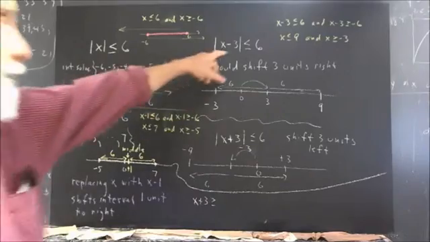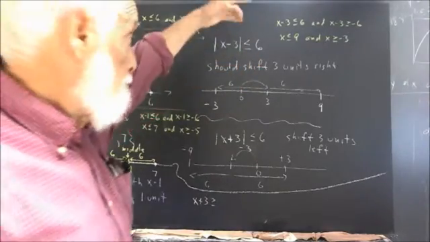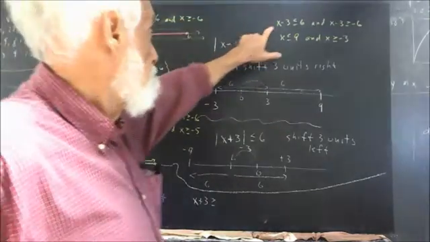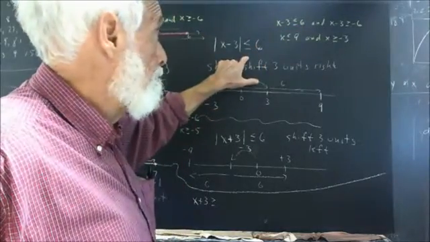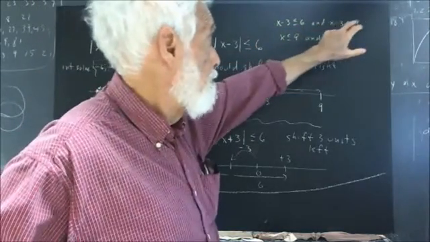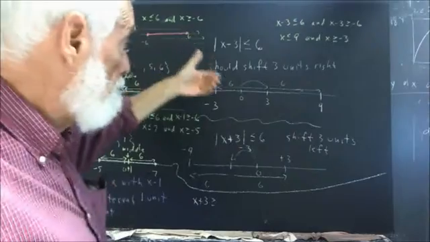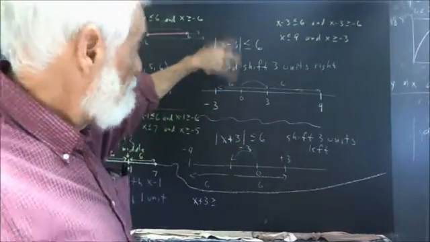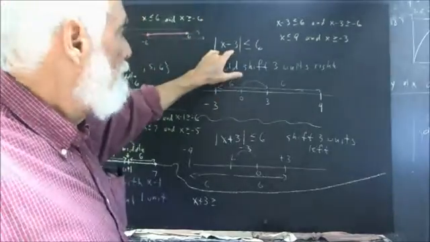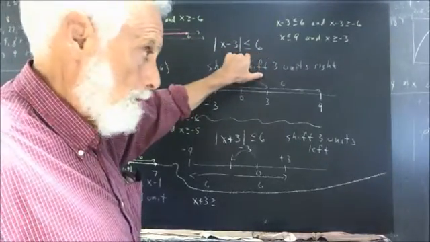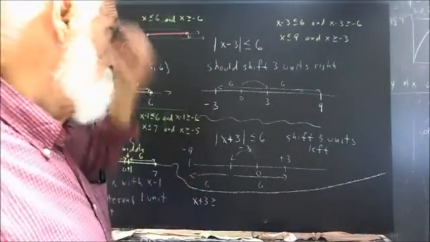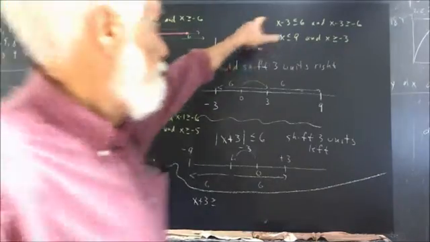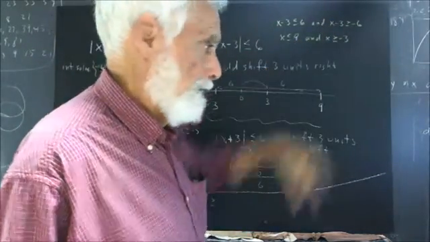We could do the same thing over here, and I did it. x minus 3 has to be less than or equal to 6, and x minus 3 has to be greater than or equal to negative 6. If it was not less than or equal to 6, it would be greater than 6, and the absolute value would no longer be less than or equal to 6, etc. Okay, and then those inequalities are easily solved.